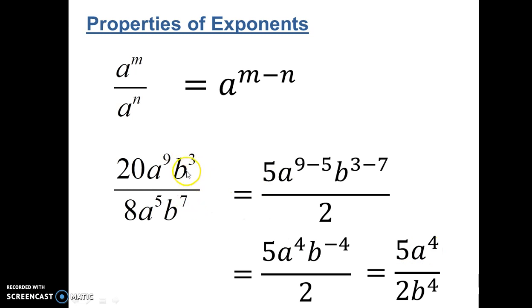But when you look at the b's, there's only 3 b's on top, but 7 b's on the bottom. There's more b's on the bottom. There's 4 more b's on the bottom, so there's our b to the 4th on the bottom.